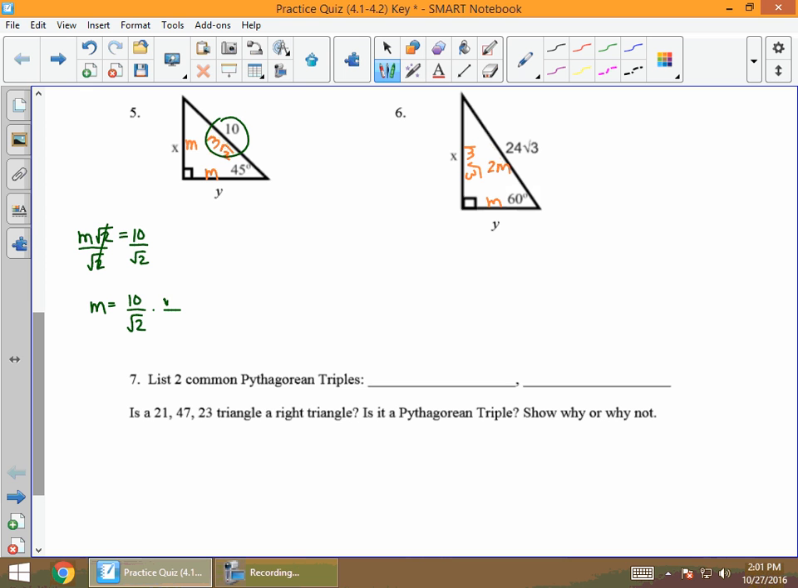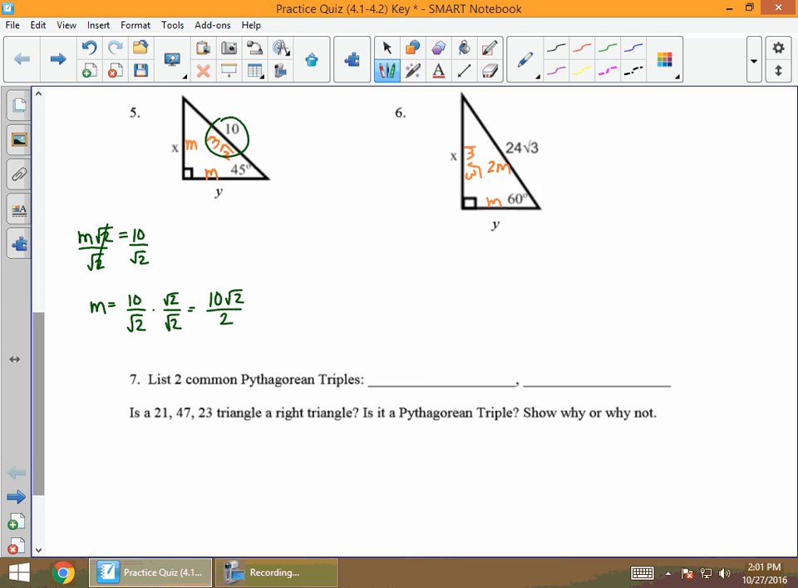So I will choose radical 2 over radical 2. That fraction is equal to 1. So the top, 10 times radical 2 is 10 radical 2. The bottom, radical 2 times radical 2 is radical 4. And the square root of 4, hopefully you know to be 2. So radical 2 times radical 2 is just 2.